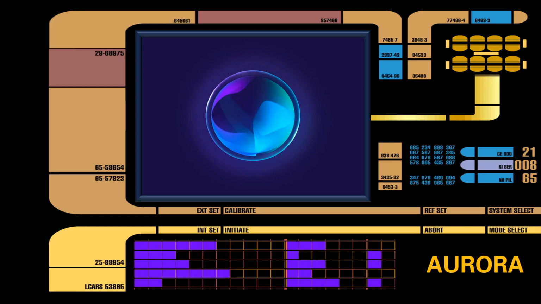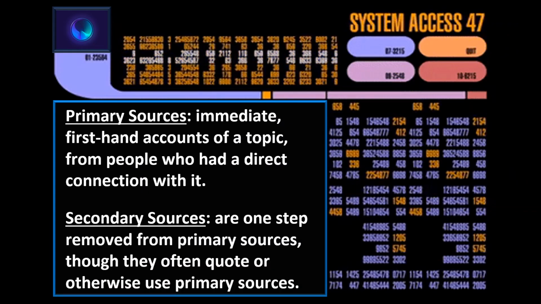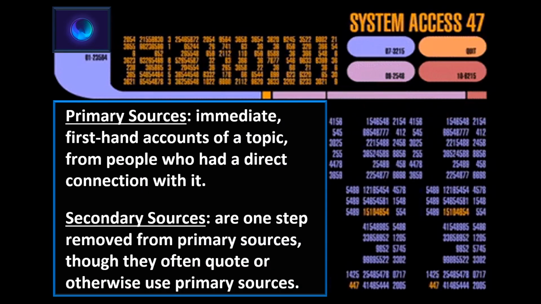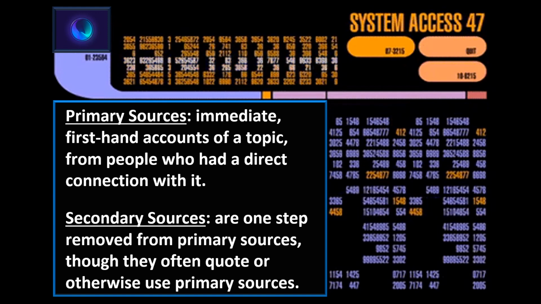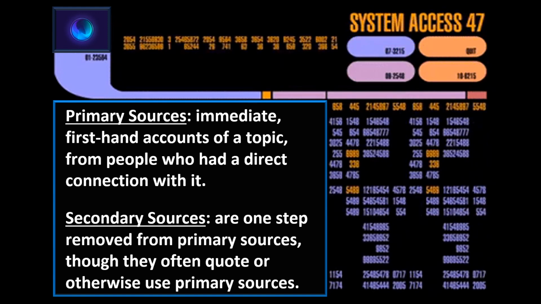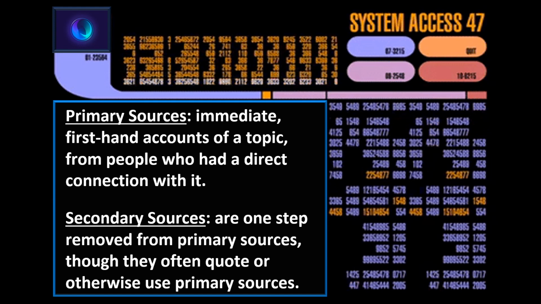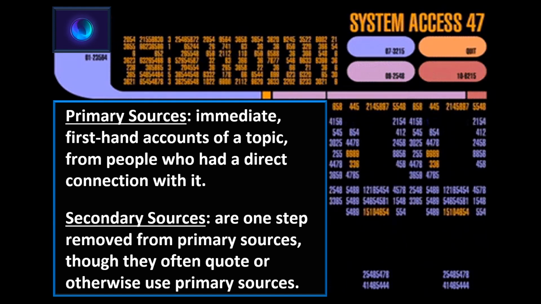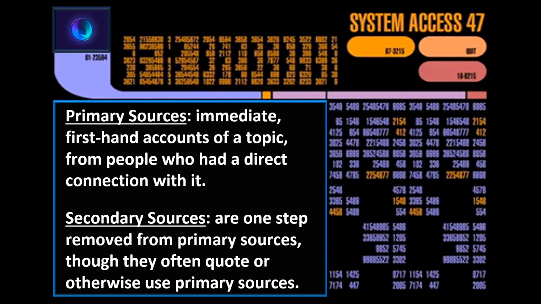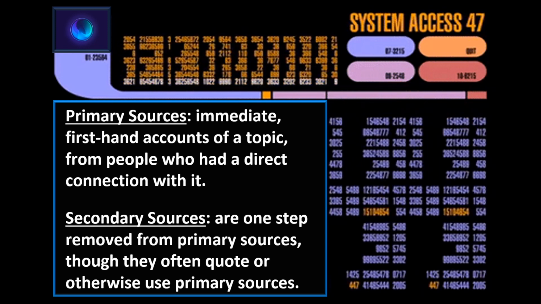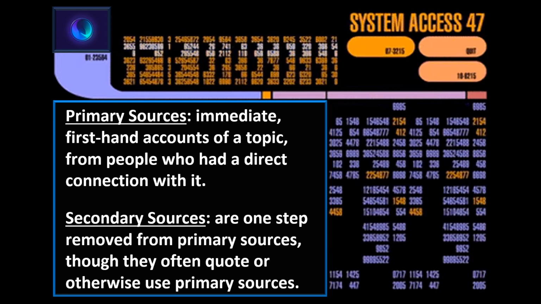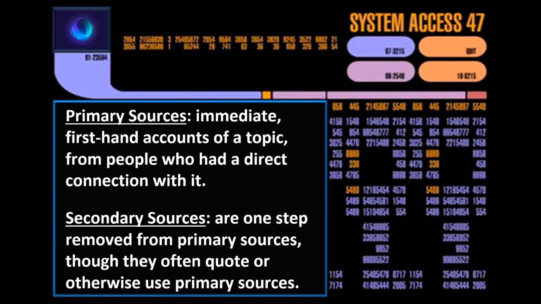The problem is, I just don't have a clear understanding of the difference between a primary and secondary source, particularly when it comes to different types of research areas. Processing. Primary sources are immediate, first-hand accounts of a topic from people who had a direct connection with it. Secondary sources are one step removed from primary sources, though they often quote or otherwise use primary sources. They can cover the same topic, but add a layer of interpretation and analysis.